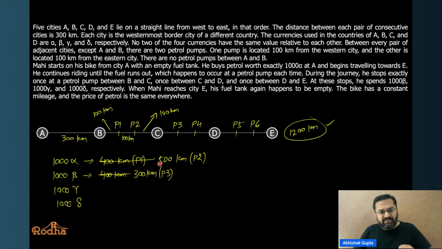After that, if he has done 500 kilometers, the rest of the distance, 1200 minus 500, has to be done by refueling 3 times. Where? Once here, once among these two, and once among these two, and then he has to complete it. Right? That's the meaning. Can you understand this? Understood?